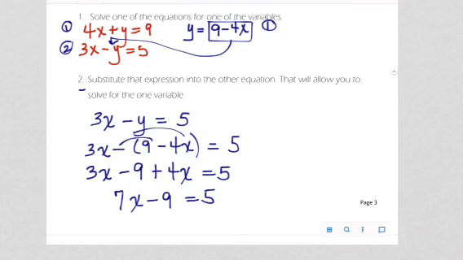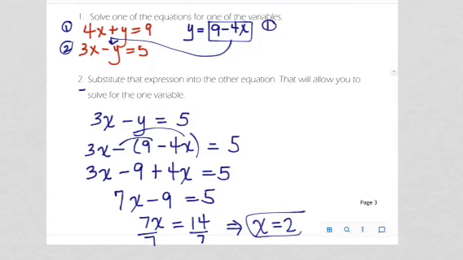Now for some reason my notes don't continue on to tell you what to do next, but I'm hoping that at least it's obvious considering that we only have one variable now. We can add 9 to both sides and get that 7x is equal to 14, divide both sides by 7, and we get that x is equal to 2. There is a third step. You have to solve for the other variable using any equation you prefer.